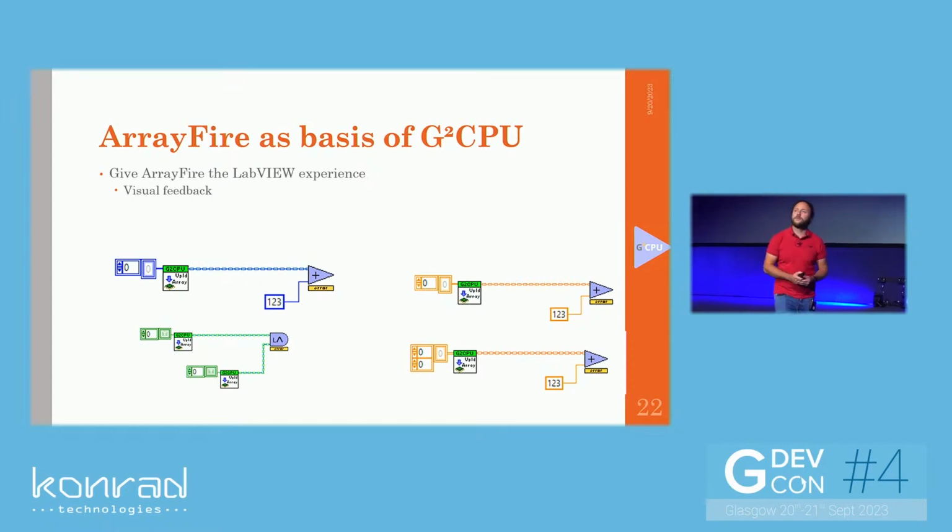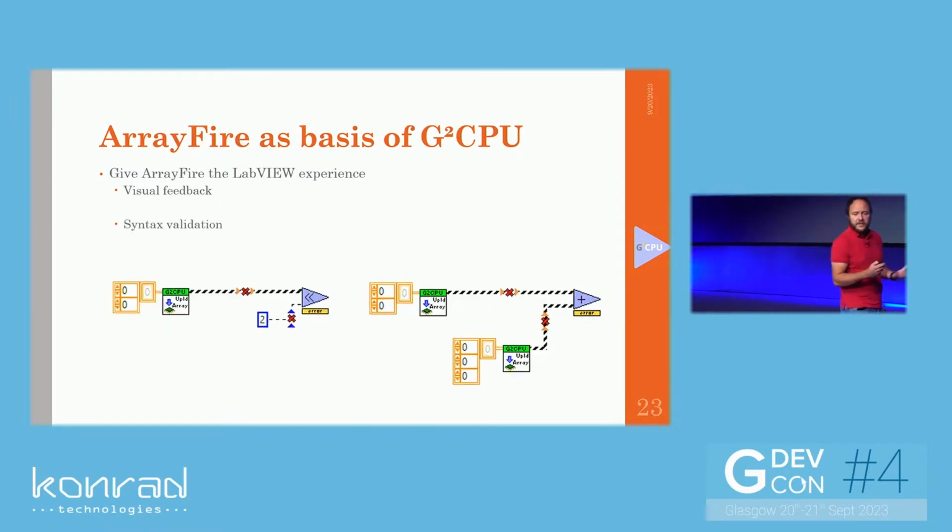So in this case, visual feedback, data types, dimension count, so the wires change depending on the size. Syntax validation. If you're not allowed to do something, you immediately see it is allowed or it isn't, instead of waiting for Arrayfire to crash, which would crash your entire application, except if you're running multiple executions.